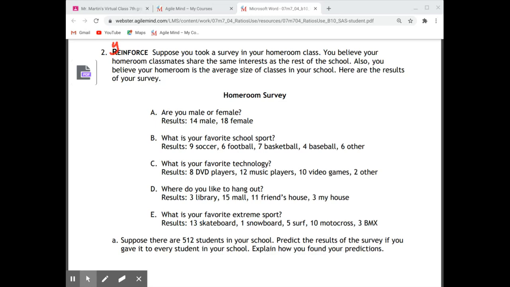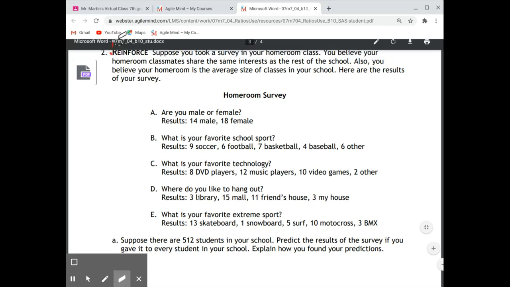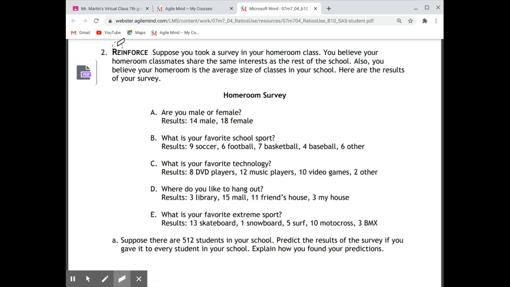Suppose you took a survey in your homeroom class. You believe your homeroom classmates share the same interests as the rest of the school. Also, you believe your homeroom is the average size of the classes in your school. Here are the results of the survey. All right, will you read the results for us?